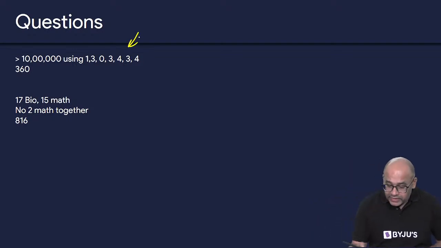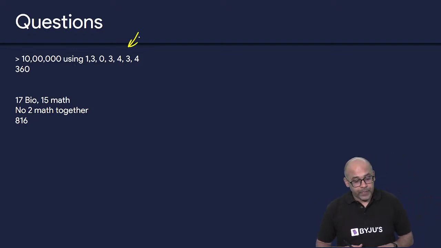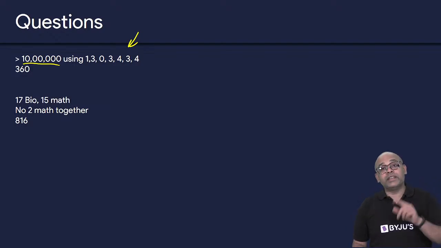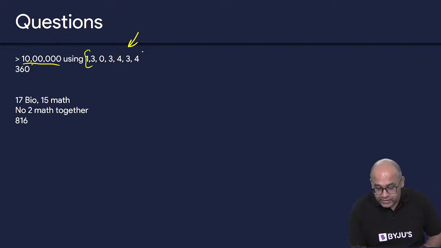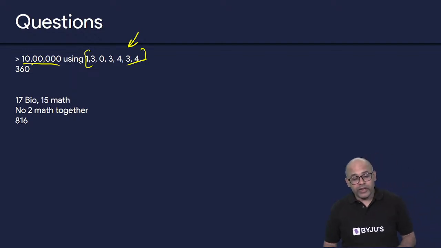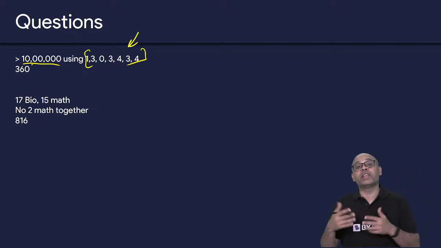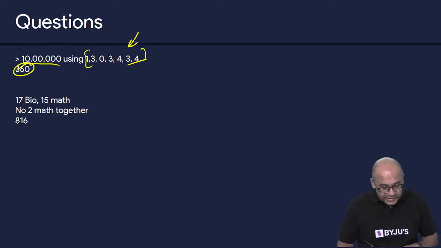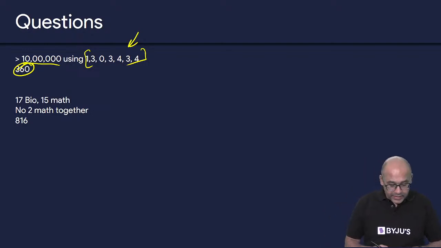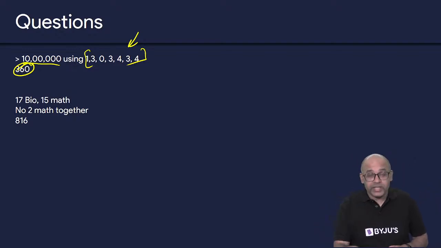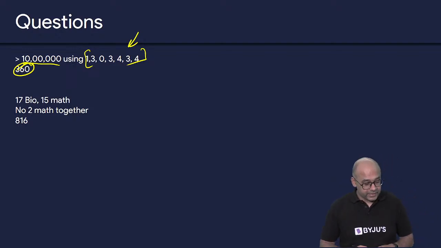Yeah, so the next one was a question from permutation and combination. The question basically said, how many numbers greater than 10 lakhs can be formed using these digits? They have given us 7 digits and we are supposed to look at how many 7-digit numbers can be formed which are greater than 10 lakhs. Yes, the correct answer is 360 for this. You can form 360 7-digit numbers using these digits which are greater than 10 lakhs.